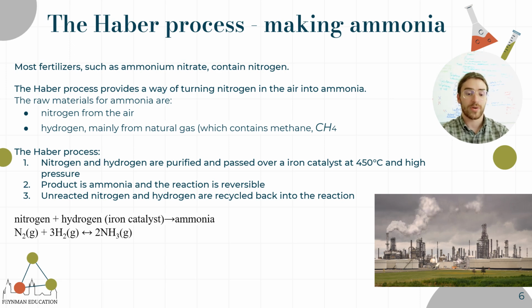Okay, and what we're going to do is first purify the nitrogen and hydrogen, and then we're going to pass it over a very hot catalyst at 450 degrees at a high pressure. And what's going to happen is ammonia will form, but this is a reversible reaction. Okay, so any unreacted nitrogen and hydrogen will just be recycled back into the process, and eventually we'll have refined ammonia. Okay, so there's the chemical formula for it. Nitrogen plus hydrogen in the presence of this iron catalyst is going to give us ammonia.